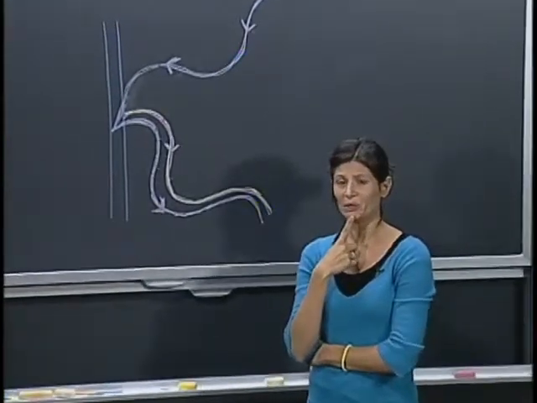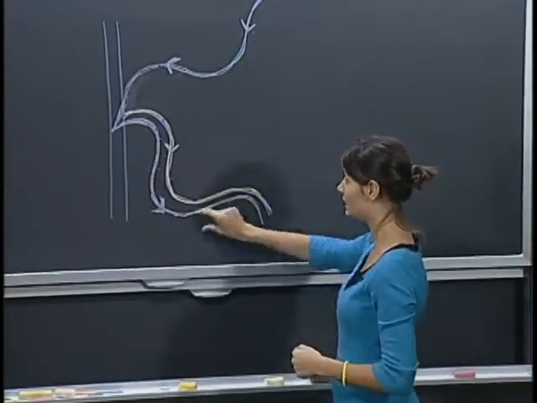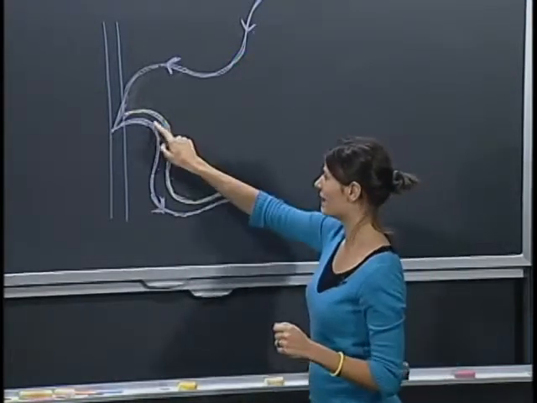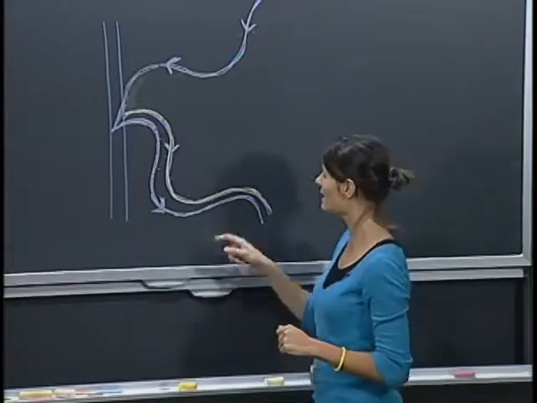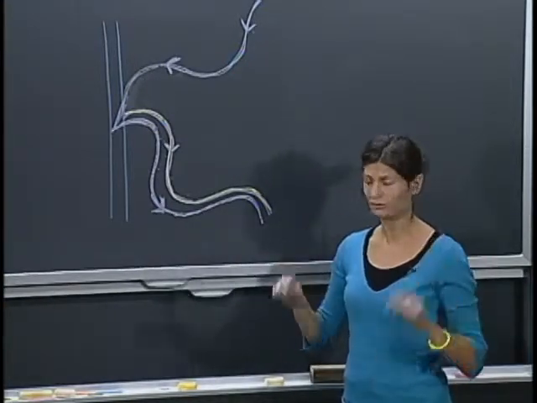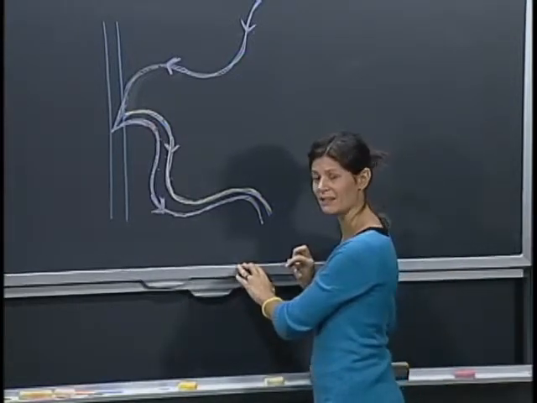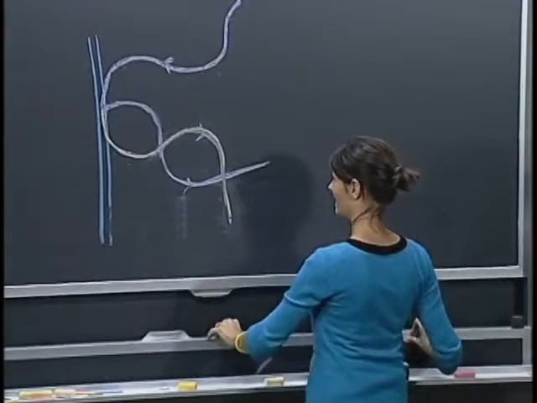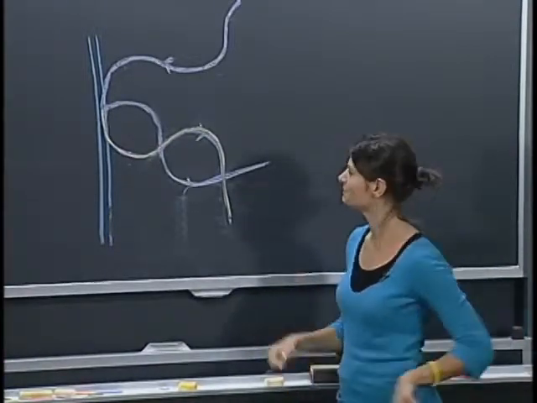However, here there seems to be something wrong, because these waves are interfering constructively. We have the maxima in correspondence of the maxima and the minima in correspondence of the minima. This is not what we observe. We must be missing something. And here is what we are missing.